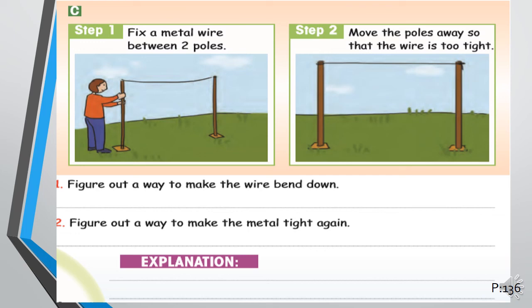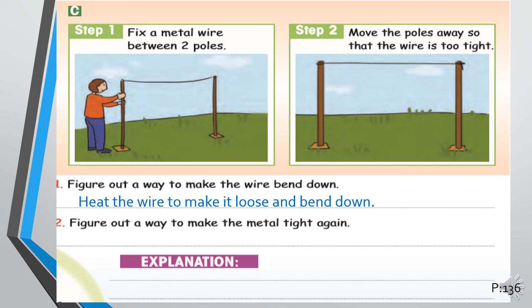To make them bend down, which means I have to increase their size. And how should I increase the size? By heating them. Excellent. So what should I write? I have to heat the wire to make it loose and bend down. Good. Now, figure out a way to make the metal tight again.